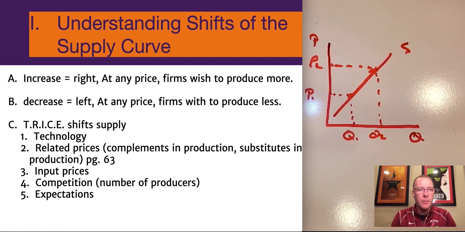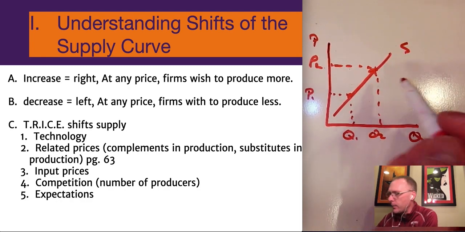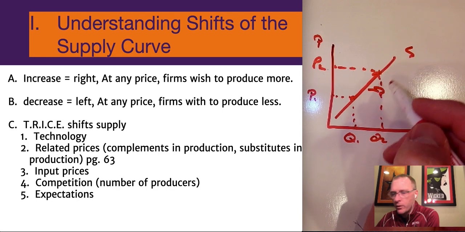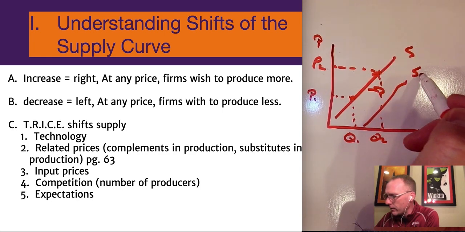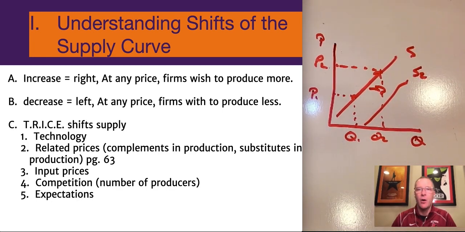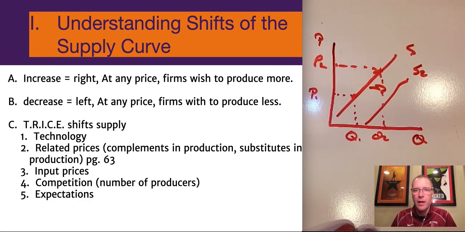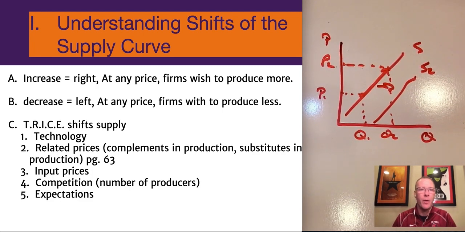If I'm looking at something that's going to shift the entire supply curve, those are our TRICE, right? Technology, related prices, input prices, competition, and expectations. If that happens, you could have a rightward shifting supply curve, for example. And there you go, you got supply shifting out to the right. Those are our non-price determining shifting factors.